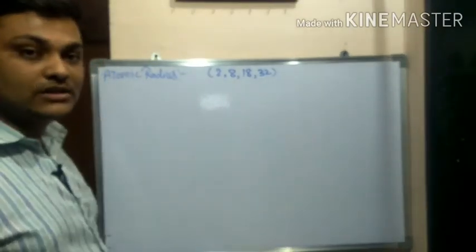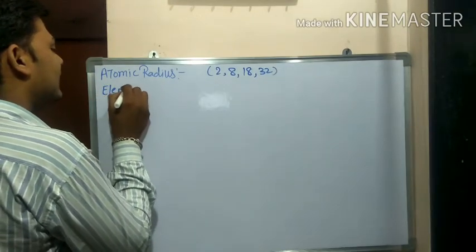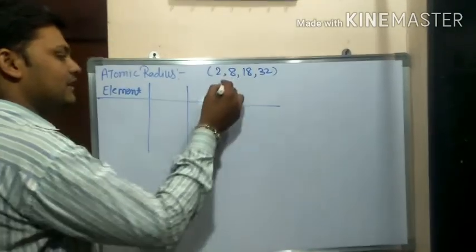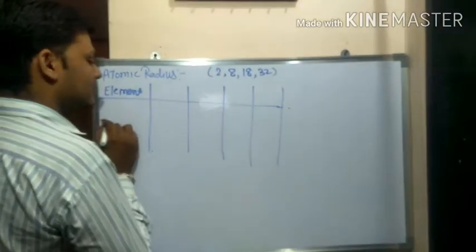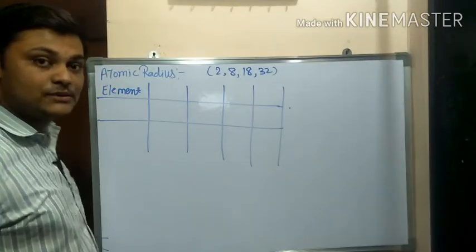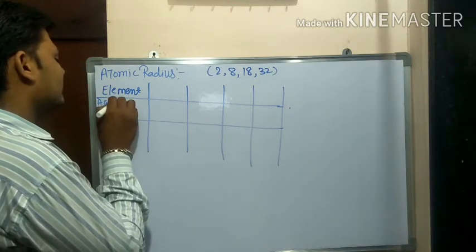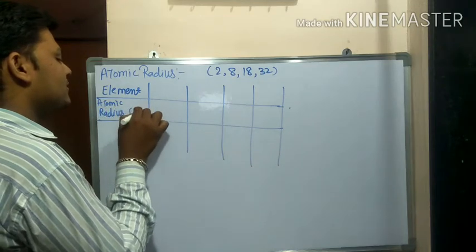First of all, I'll make some columns: element, and the radius also given in pm. The radius which I have taken is the atomic radius, which is given in picometer.